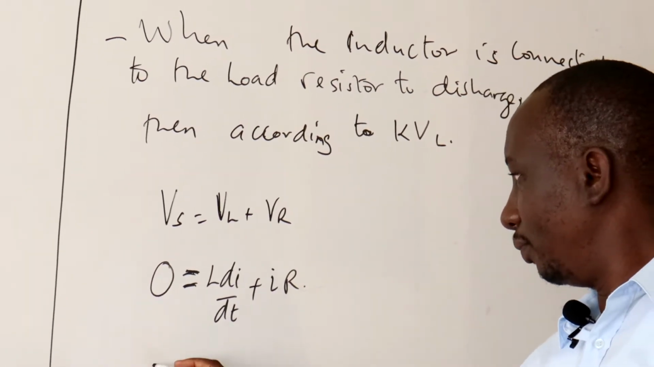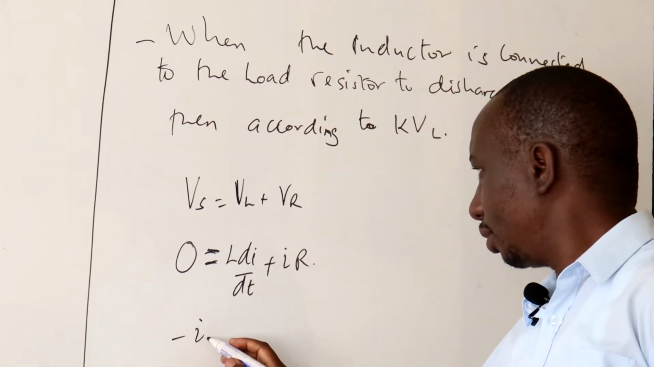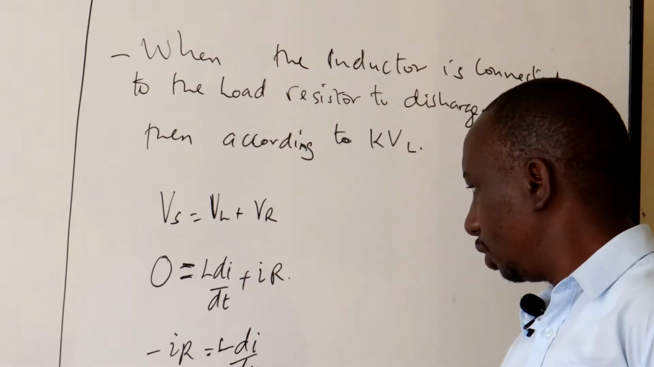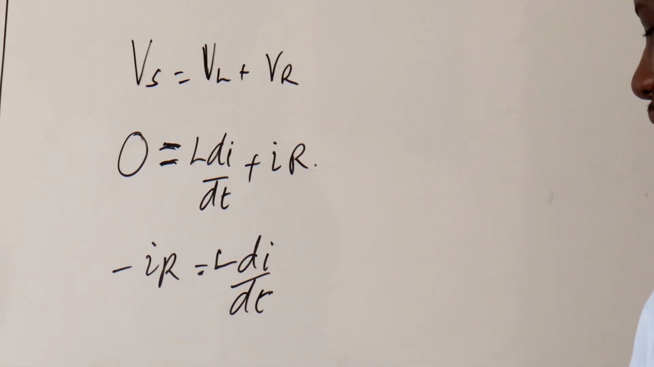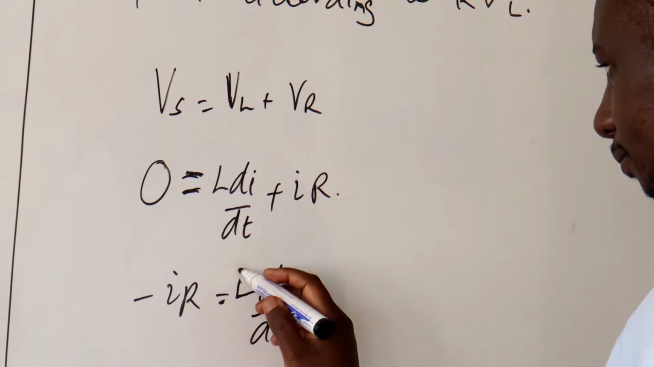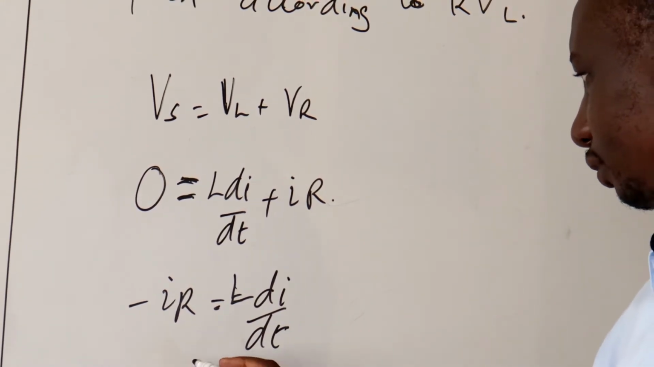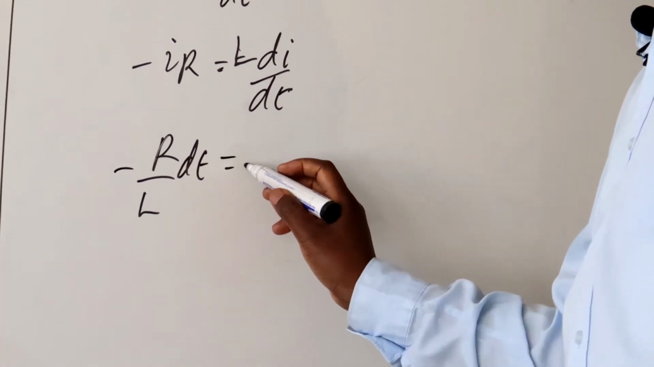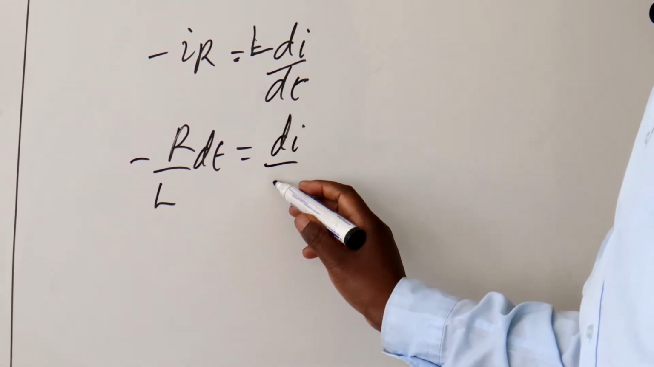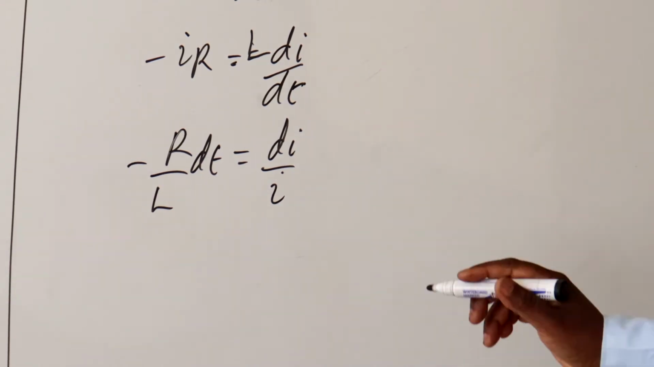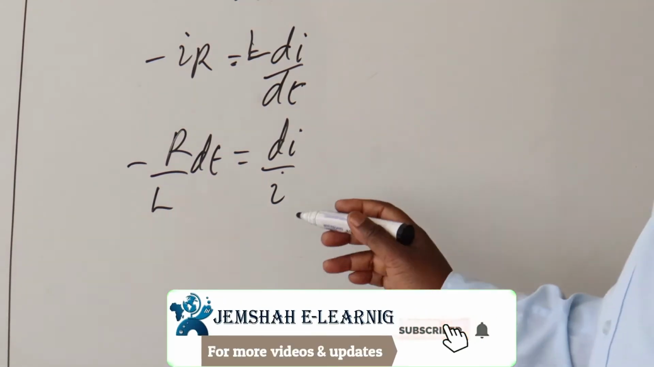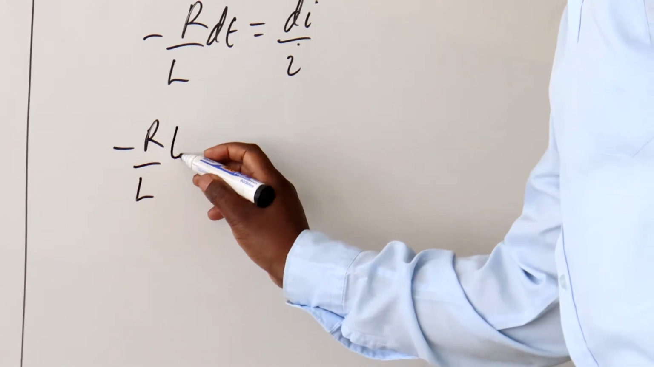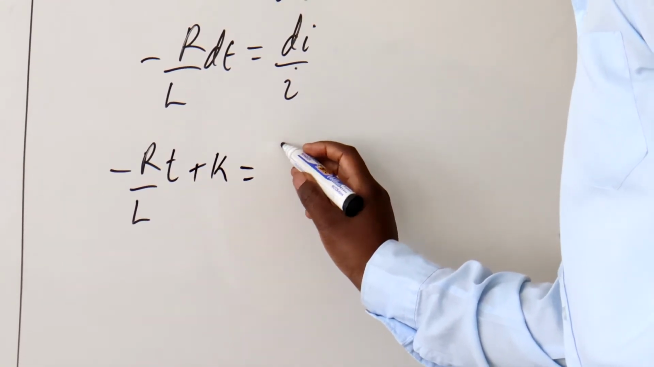So minus I of R is equal to L di/dt. So separate the variables. So you shall have minus R over L dt equals di over I. Integrating both sides with respect to the variable, minus R over L t plus a constant is equal to ln of I.